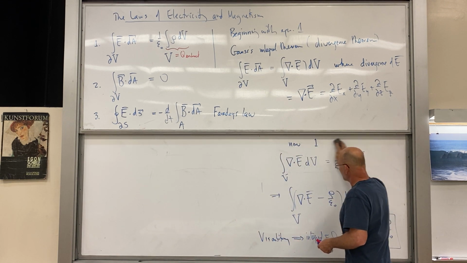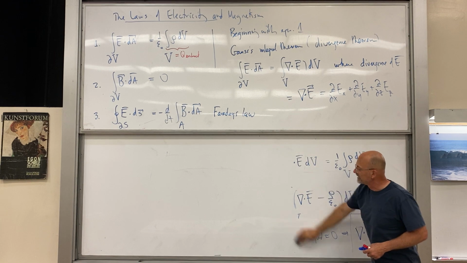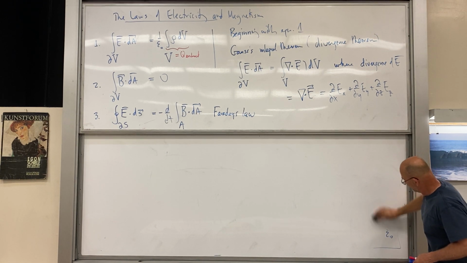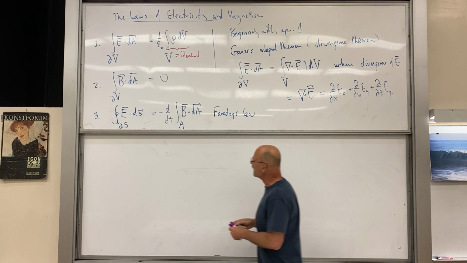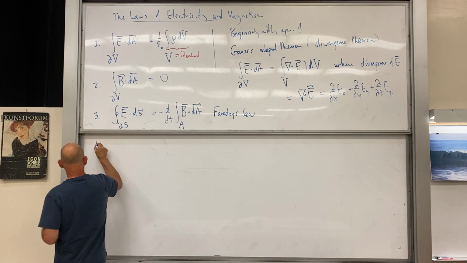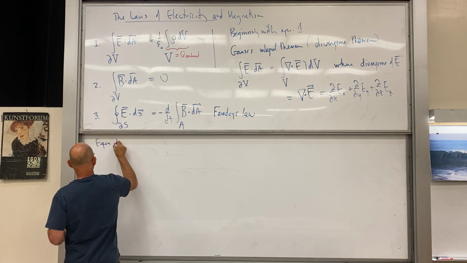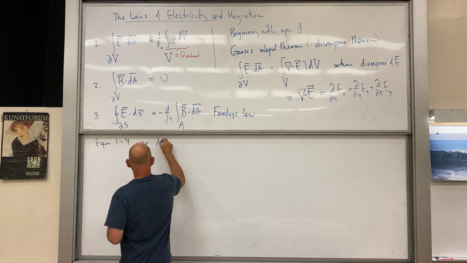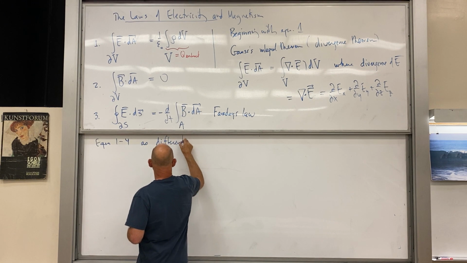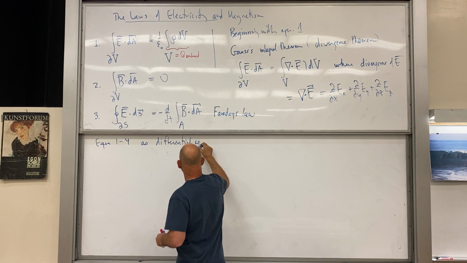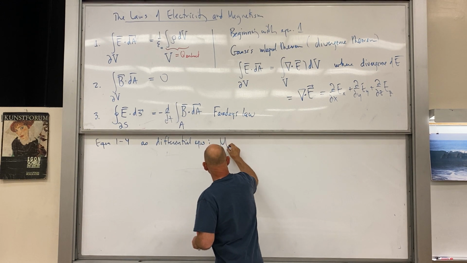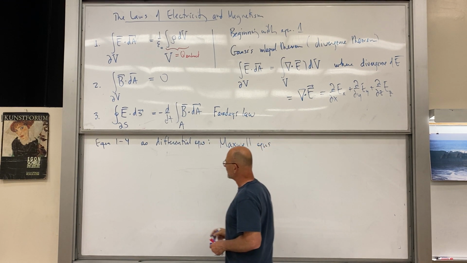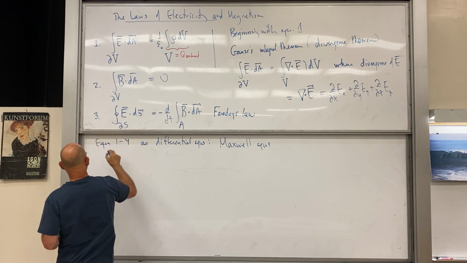So we end up with what are called the Maxwell equations. So equations 1 to 4 as differential equations, also referred to as the Maxwell equations. And what we have is, we can even see what the second was going to be.